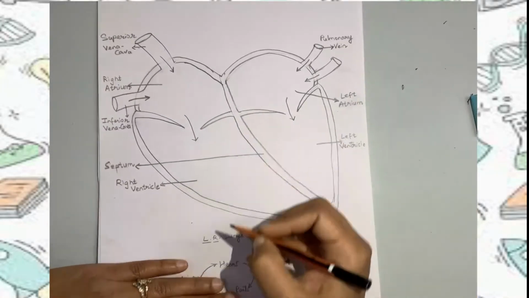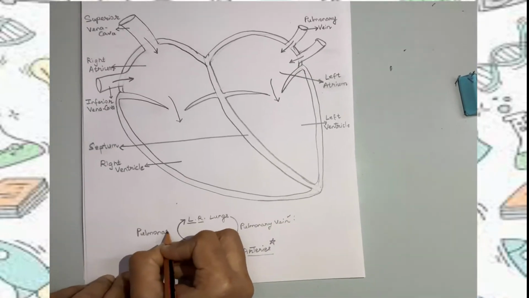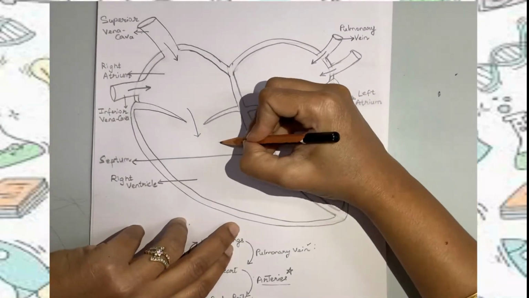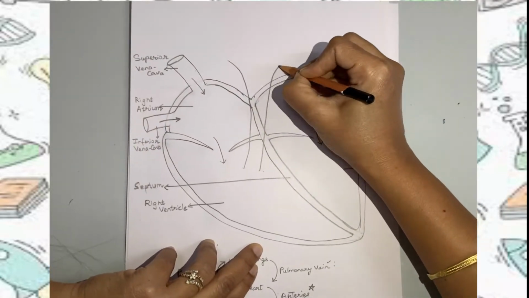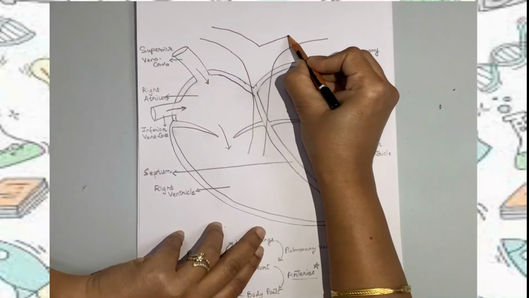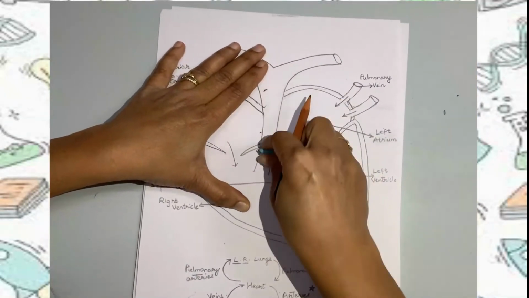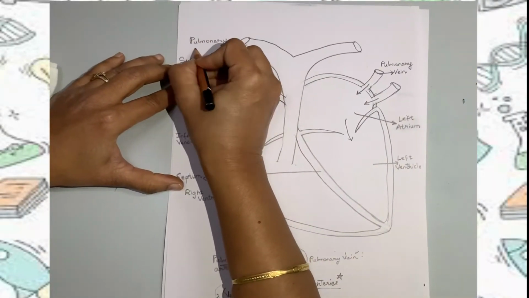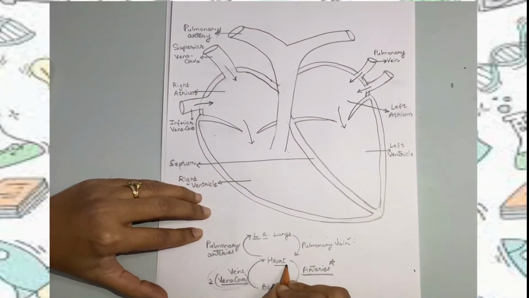I'm just drawing the arrows here to make it sure. And from the heart, we all know that the pulmonary artery takes this deoxygenated blood. To draw the pulmonary artery, we just draw a very thick blood vessel from the right ventricle in the shape of a T. One side goes to the left and the other side to the right lung. We can always erase the extra lines here. So this is the pulmonary artery, the only artery which carries deoxygenated blood.